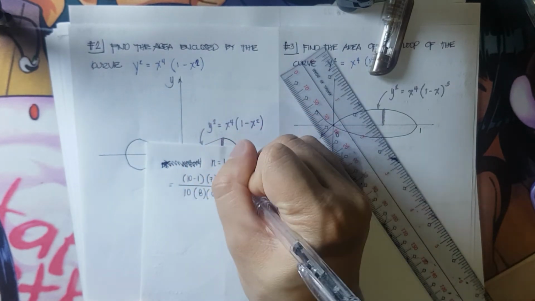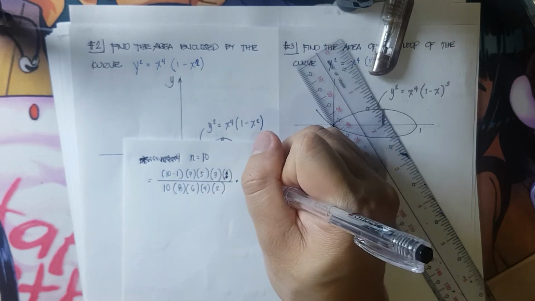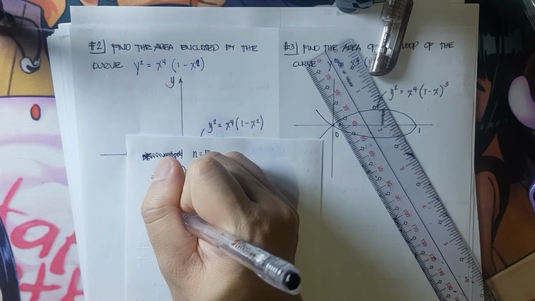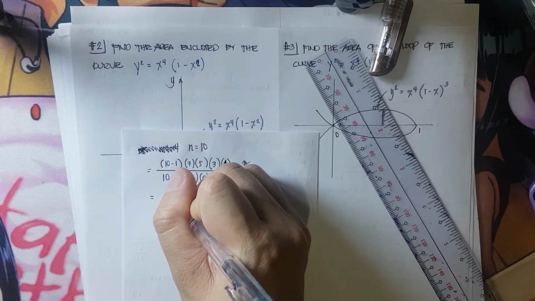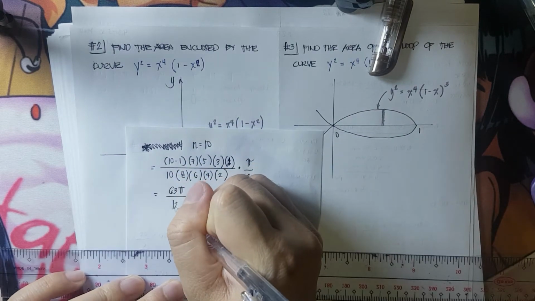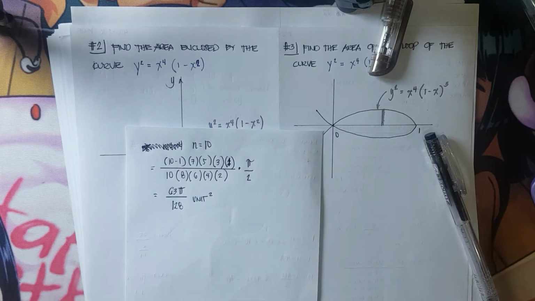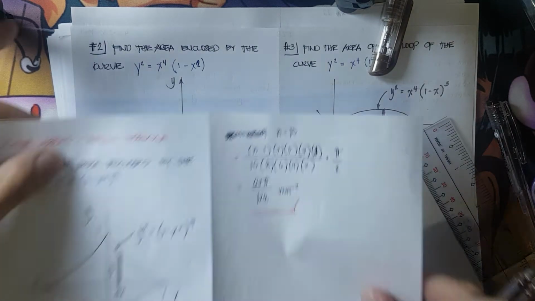N is equivalent to 10. Given that our exponent is even, we will be having a multiplier of pi over 2. Okay, so the final answer is 63 pi over 128 unit squared. And that is the area of this curve.